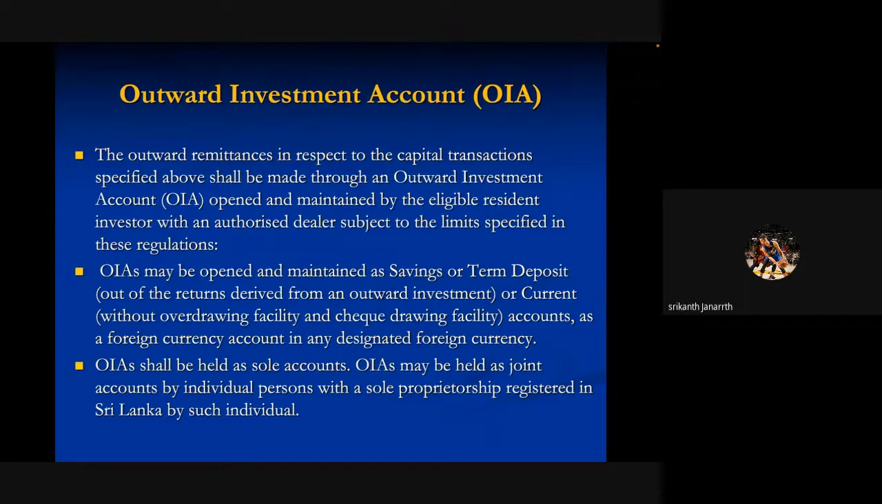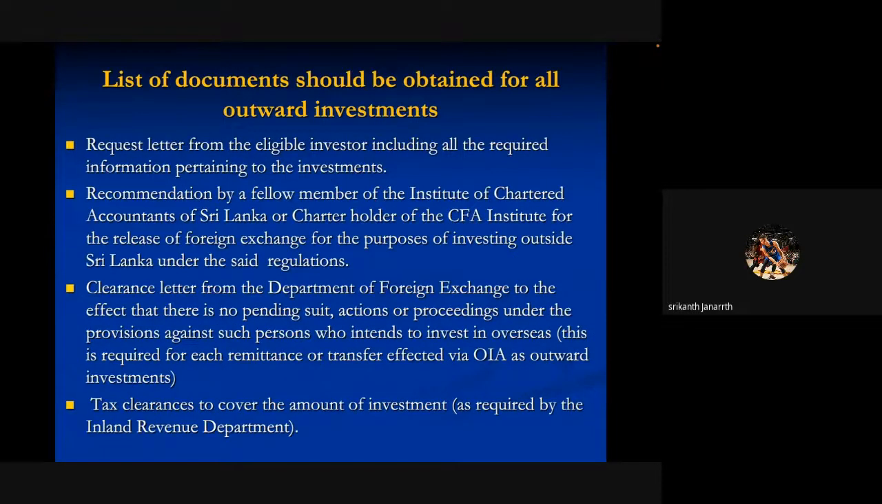Then an OIA shall be held as a sole account or may be held as a joint account with the eligible person. That is possible, right? So those are outward investment accounts. You have a rough idea because we have learned that, right? I told you this, but I have not explained it in detail. These are the list of documents that should be obtained for all outward investment accounts. So what are the documents to be obtained for an outward investment account?